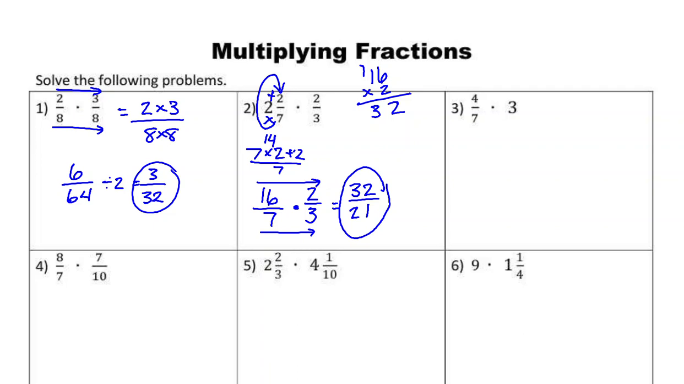Now number 3 is a tricky one. When you run into lonely whole numbers, you put them over 1 because 1 is the loneliest number. And then you multiply across the top and across the bottom. So lonely whole numbers always have to have a buddy of 1. Because if you do 3 divided by 1, which is what a fraction bar means, you still end up with 3 as the whole number. So 4 times 3 is 12, 7 times 1 is 7, and that one does not simplify either.